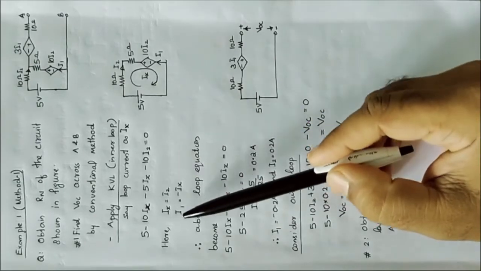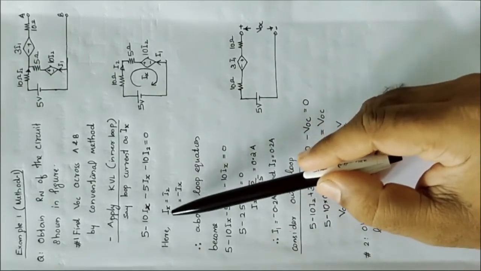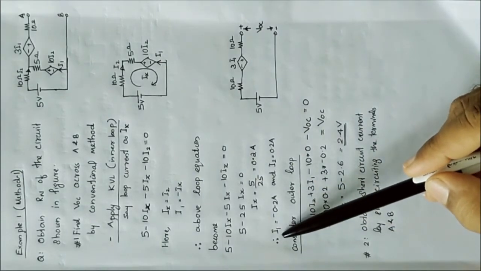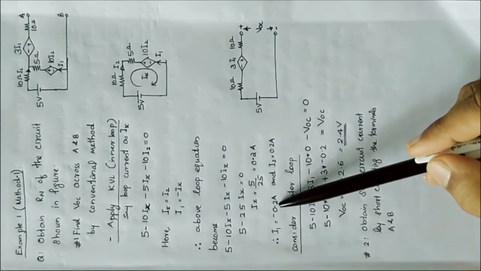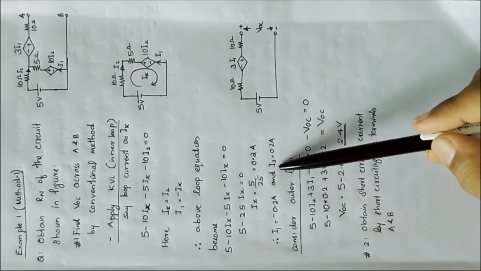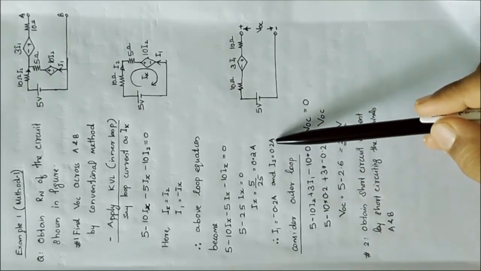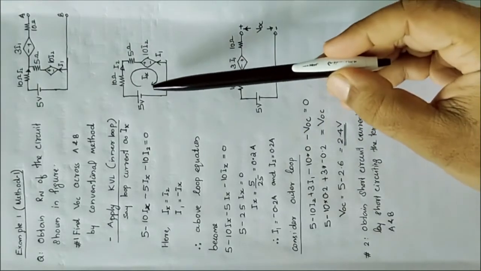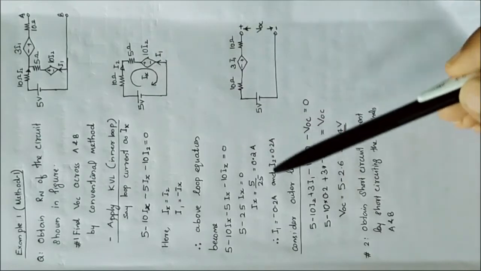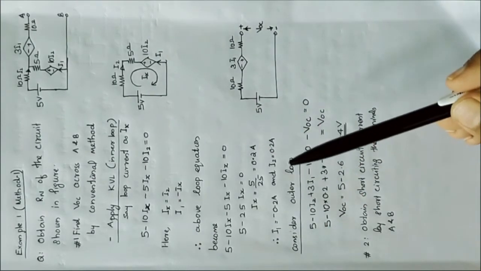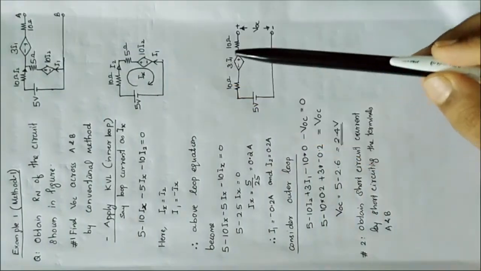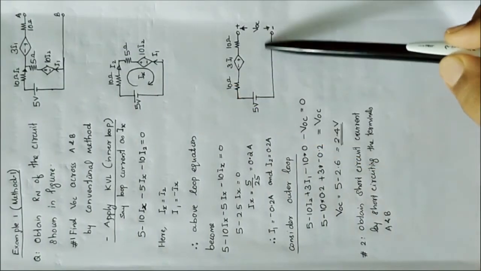As I1 is equal to minus Ix and Ix is equal to I2, I1 is equal to minus 0.2 ampere, and I2 is exactly equal to Ix, therefore I2 is equal to 0.2 ampere. So from this inner loop, we got the values of I1 and I2. Now let's consider the outer loop, this loop.